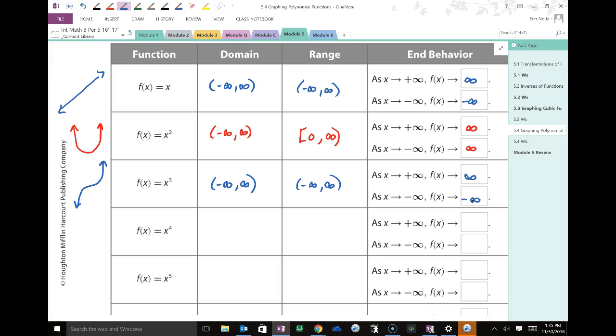You feel like you've seen it before? You think it's one of the previous three? Oh, like which one? You want to make an educated guess? Okay, so x to the fourth.